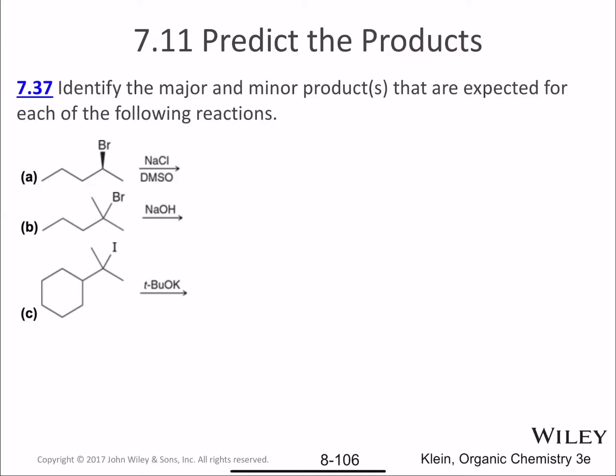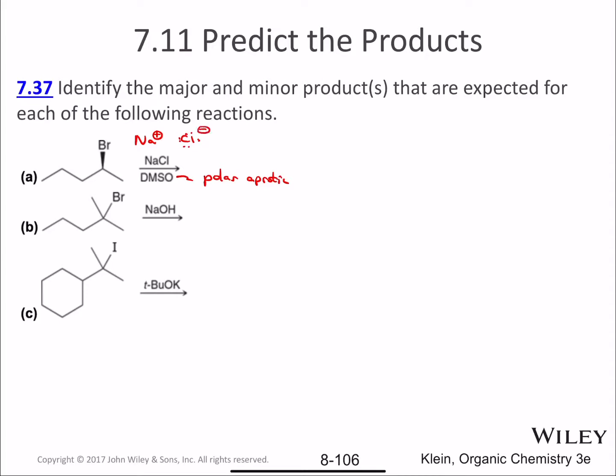Question 7.37 says, identify the major and minor products that are expected for each of the following reactions. So the first one, I'm taking this alkyl bromide and I'm treating it with sodium chloride and DMSO. If you remember, DMSO is dimethyl sulfoxide, so it's a polar aprotic solvent. And then if I draw out the ions, sodium and chloride.